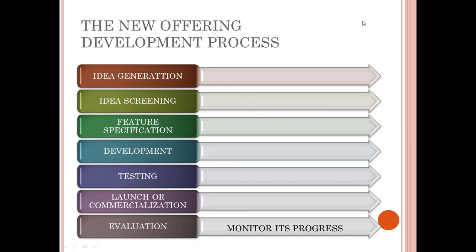Again, we have idea generation, idea screening, feature specification, product development. And then after developing the product, we will now test it. Again, we have alpha testing and beta testing. And then once we have tested it, we will launch or commercialize it. And after launching or commercialization, we will now evaluate the offering.